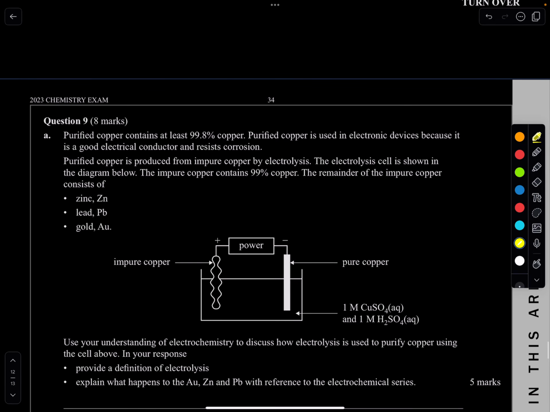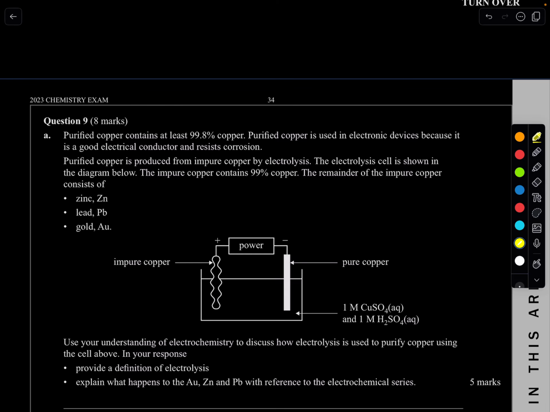Next question, question 9. Purified copper contains at least 99.8% copper. Purified copper is used in electronic devices because it is a good electrical conductor and resists corrosion. Purified copper is produced from impure copper by electrolysis, okay? The electrolysis cell is shown in the diagram below. The impure copper contains 99% copper. The remainder of the impure copper consists of zinc, lead, and gold.